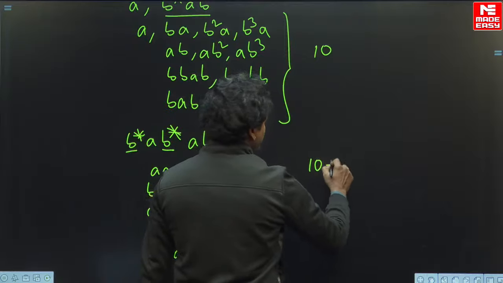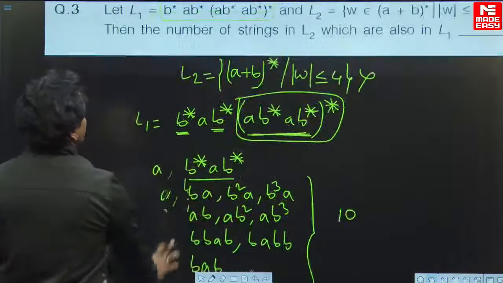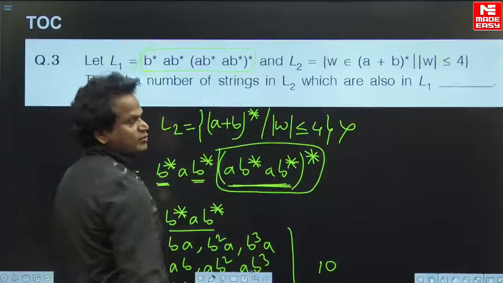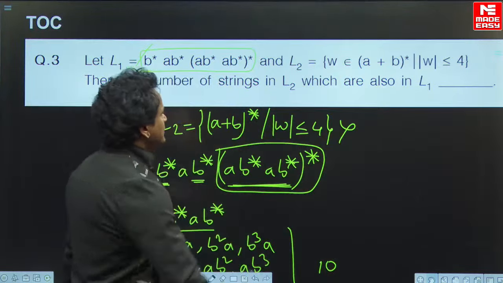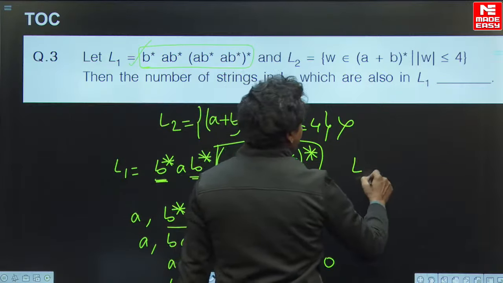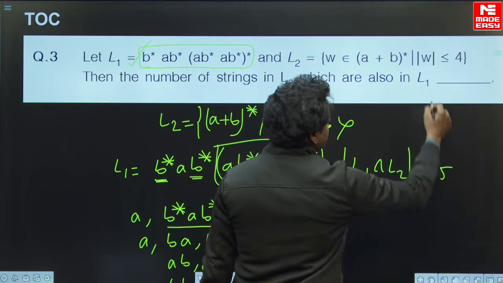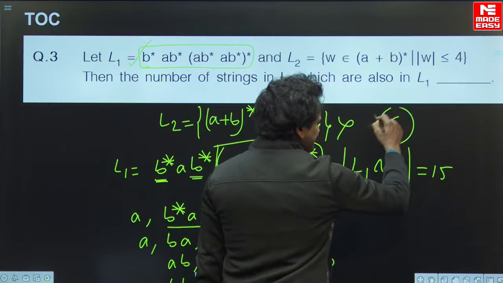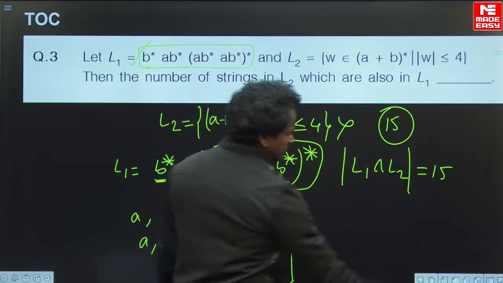Total 15 strings will be there in L1 of length less than or equal to 4, and all those strings also will be in L2. So the common strings, they are asked for the number of strings in L2 which are also in L1, means L1 intersection L2. So the cardinality, 15, is the answer. This is an easy question, but you have to do it carefully. That's all. These are the questions we got.